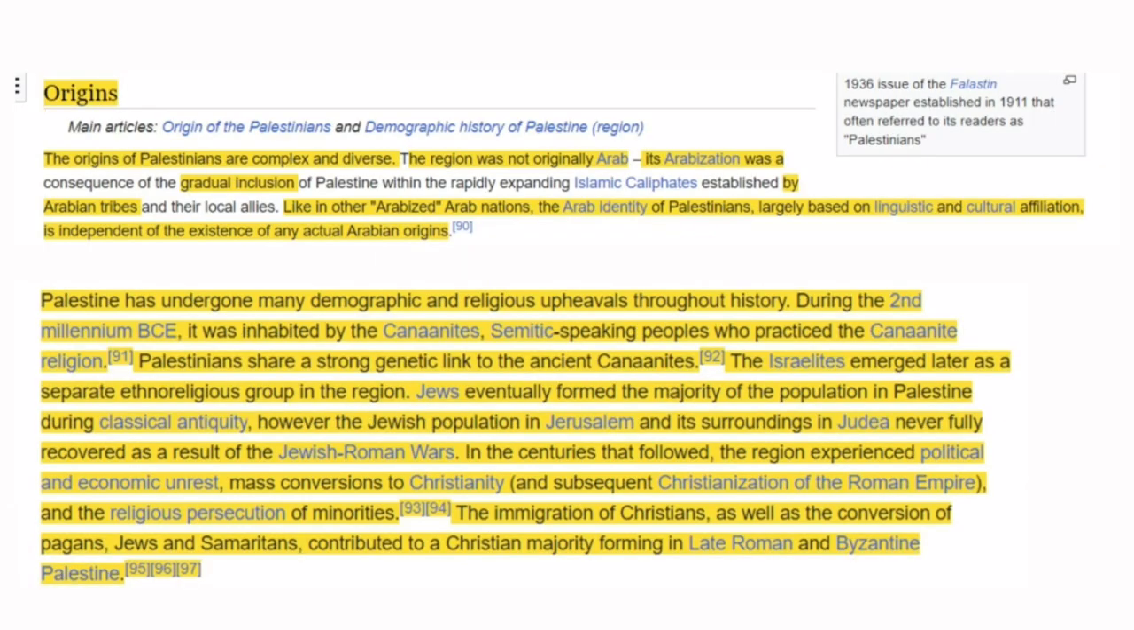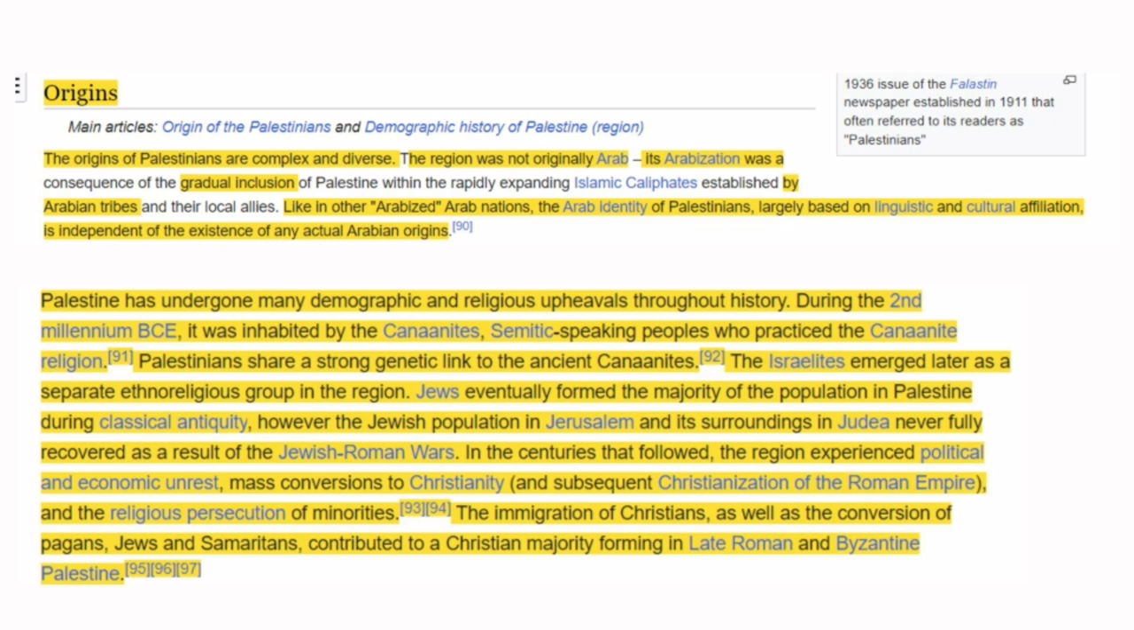The origins of the Palestinian people. The origins of Palestinians are complex and diverse. The region was not originally Arab. Its Arabization was a consequence of the gradual inclusion of Palestine within the rapidly expanding Islamic caliphates that were established by Arabian tribes and their local allies.